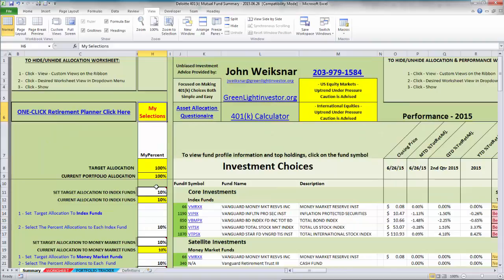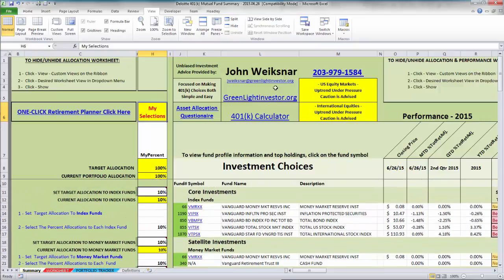Here we can go right into what the allocations are that we're currently using for this example. And again, this is just an example of how you use the worksheet to make choices within your 401k. It's not meant to be personal investment advice. So again, please consult your own investment strategies and policies when making investment choices. All right, let's go ahead and continue.